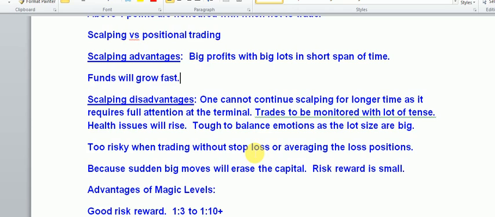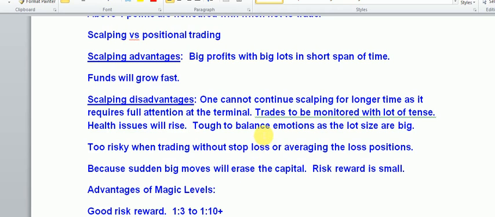If the pair is going against us, after a 40 to 50 pip fall they do averaging. They keep on averaging, and they wait for a certain amount of retracement so that they can close all the trades in net profit. While doing this kind of process, one has to be in front of the system, sticking to the terminal. And in case there is a sudden big move against the positions, the fund will be lost.